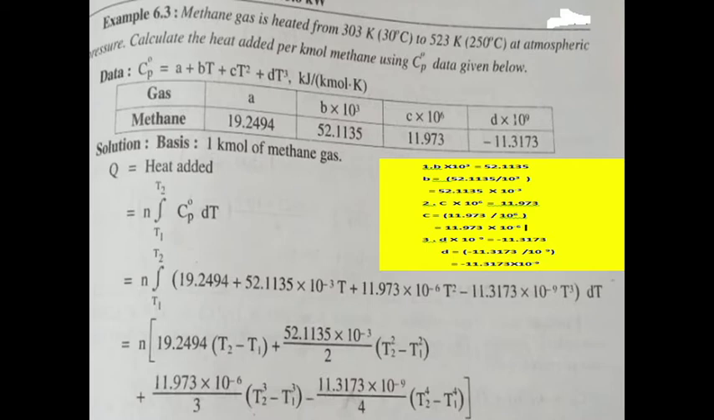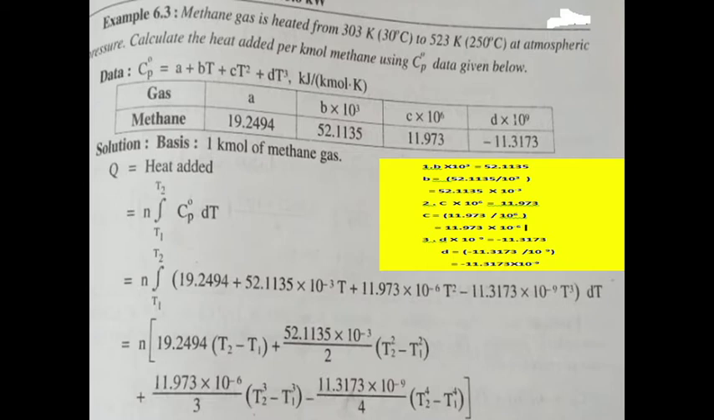Now we are going to discuss the solution part. First you should write the basis. The basis of this problem is 1 kilomole of methane gas, because the objective is to calculate the heat added per kilomole. The heat added formula is capital Q equal to N into the integration of T1 to T2 of Cp0 dT.